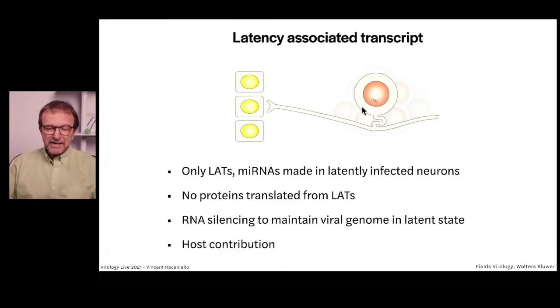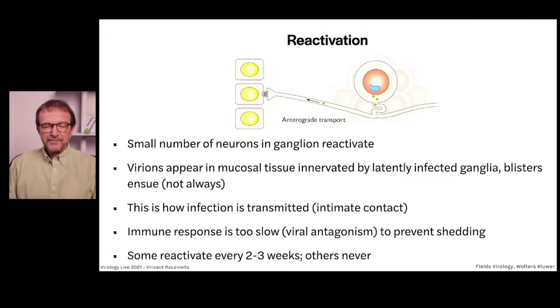The only RNA made is called the latency-associated transcript, or LAT, which is processed to make some microRNAs. There are no proteins made from this latency-associated transcript. It's a non-coding RNA. We think that the microRNAs are used in RNA silencing of certain genes to maintain the viral genome in its latent state. We're also quite clear that the compacted chromatin is important for restricting transcription, as you'll see in a moment. And clearly the host is also making some contributions as well. So that's the state between your first infection and the next. Then we have reactivation.